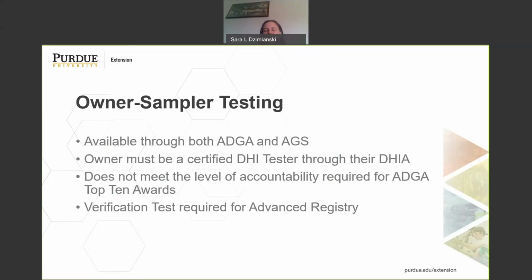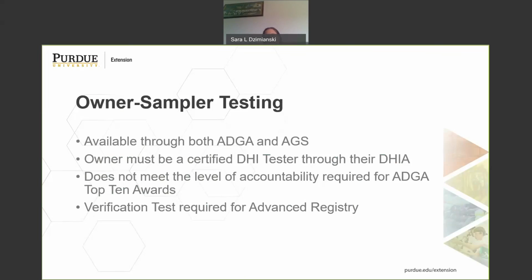So owner sampler, this is, if you don't have access to a tester or you can't get somebody to test for you, then this is your option. So it's available through both ADGA and AGS. The owner needs to be a certified DHIA tester through your DHIA, but most of these plans, in fact, all of them, do not meet the level of accountability that's required for top 10 awards. So you cannot be top 10 with any owner sampler plan.